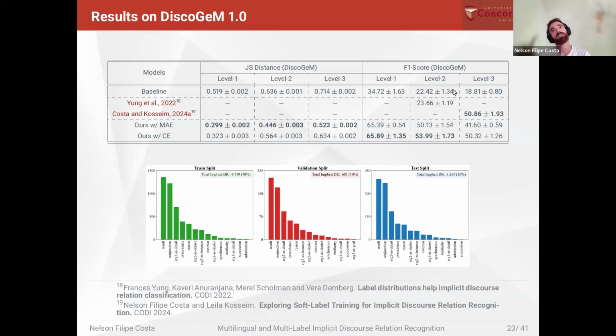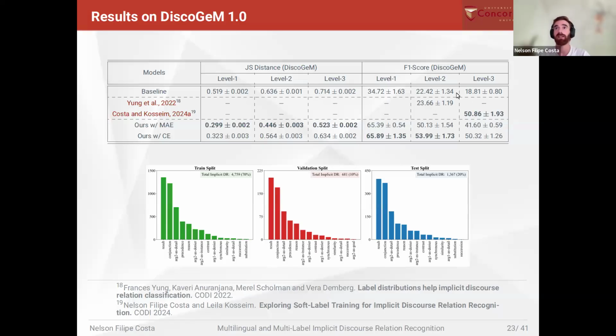And then in the single label setting, we could compare our work with our previous work, the one that we presented last year at CODI, at level 3, and also with the work of Yung et al. These are the authors of DiscoGeM that also came up with their own model in a single label setting, but only for level 2. And we see that our work considerably surpasses their performance.